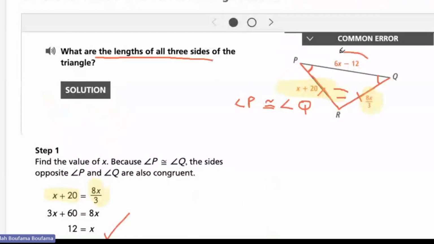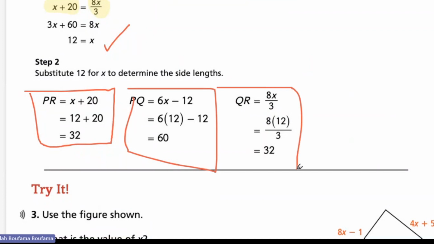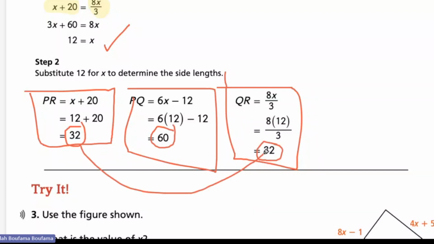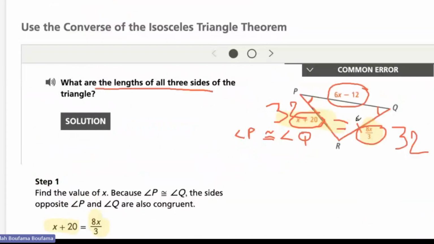So you substitute here and here and here. Wherever you see x, you substitute. Can you see? They substitute in the first one, in the second one, in the third one. This is just substitution and calculation. And they get 32, 60, 32. Of course, you get 32 because these two sides are congruent. That means this is 32, this is 32, and this is what? 60. And we are done. These are the sides of the triangle.